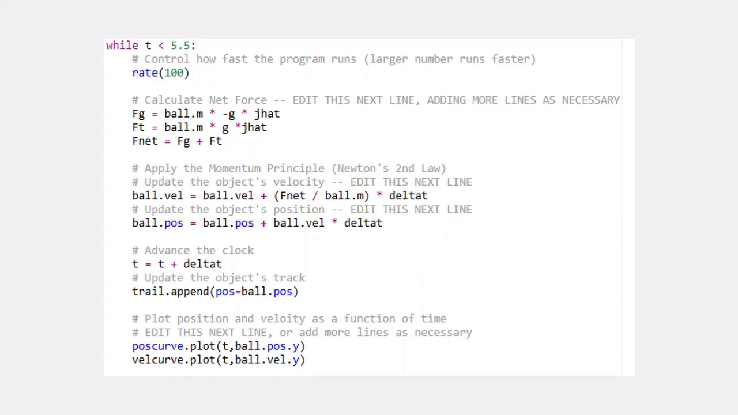This is the part where the spring is catching up to itself. We first calculate net force. The only forces acting on this object are gravity and tension, which we calculate right here. Tension is just the positive of the force of gravity. Net force is those two combined, and then we use velocity and positional update to update the position and velocity of the ball, the spring.